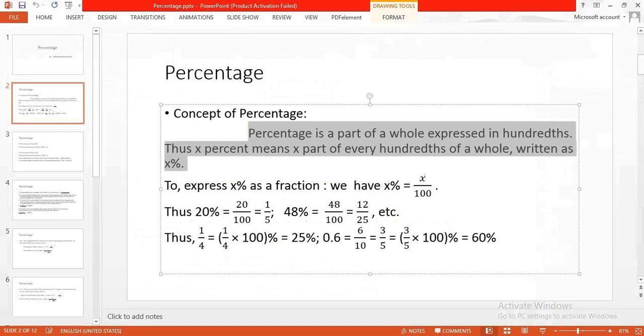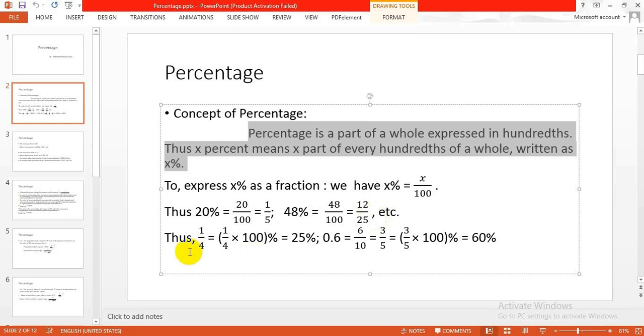Okay, so let's discuss it elaborately. To express x percent as a fraction, we have x percent is equal to x by 100. Thus, 20% is equal to 20 by 100, which is equal to 1 by 5. 48% is equal to 48 by 100, which is equal to 12 by 25.